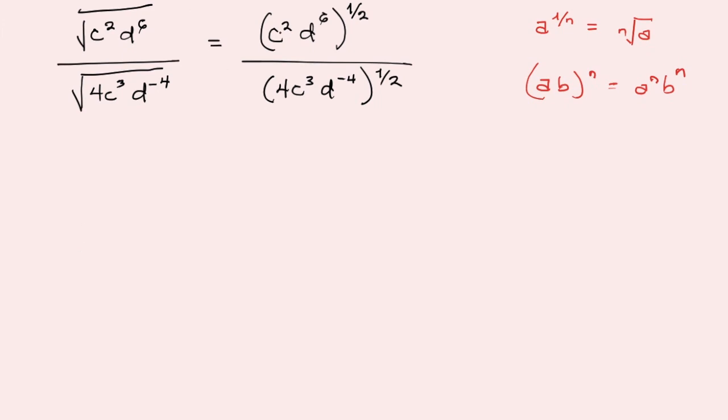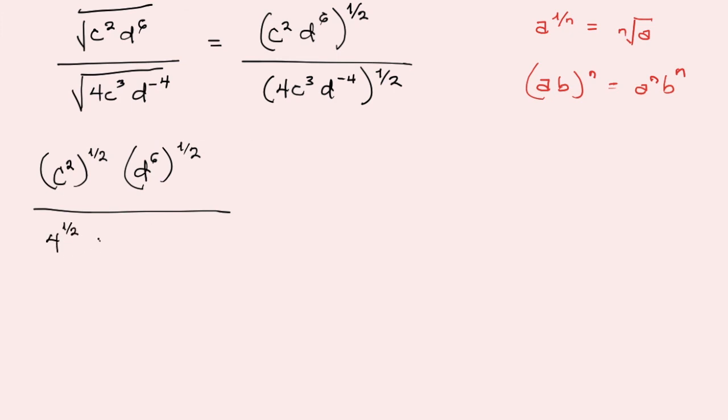So the first one here is going to be c squared raised to the power half, and then d raised to the power 6 also raised to the power half, and we'll have 4 raised to the power half, c cubed all raised to the power half, and d raised to the power minus 4 also raised to the power half. And this is going to be 2 times, here we remember the rule that says that a raised to the power m all raised to the power n is equal to a raised to the power m times n. So that's the next rule we'll apply here.